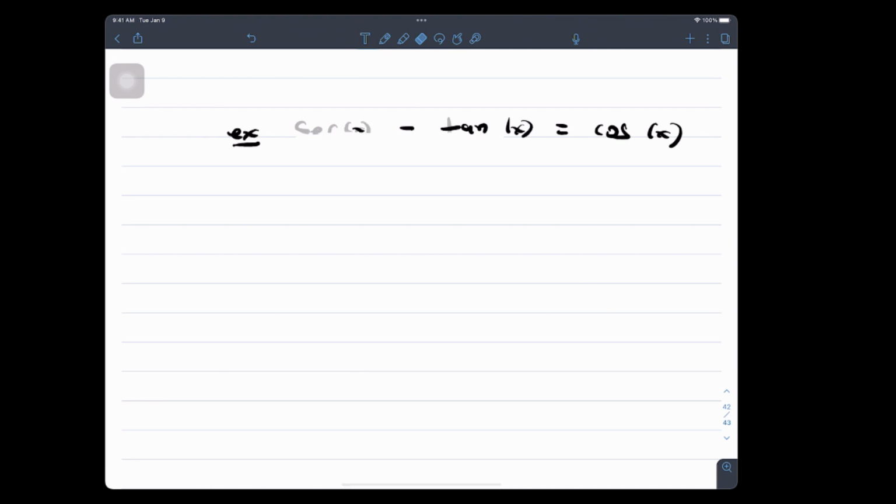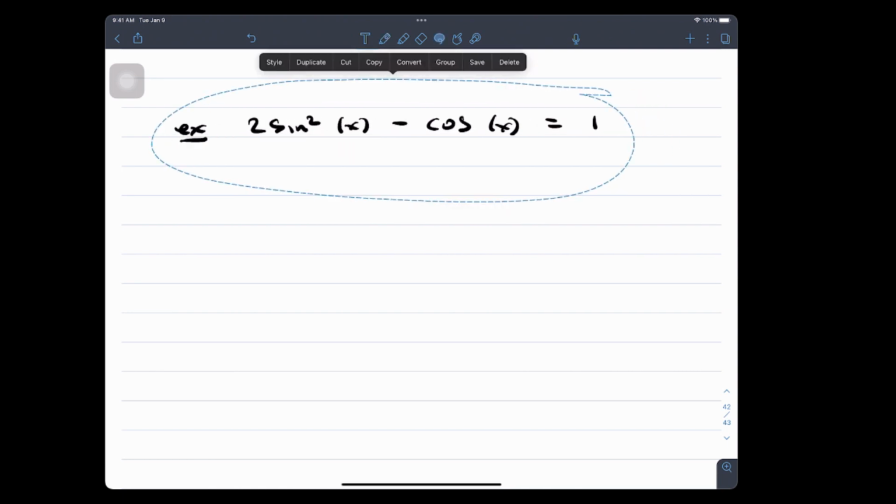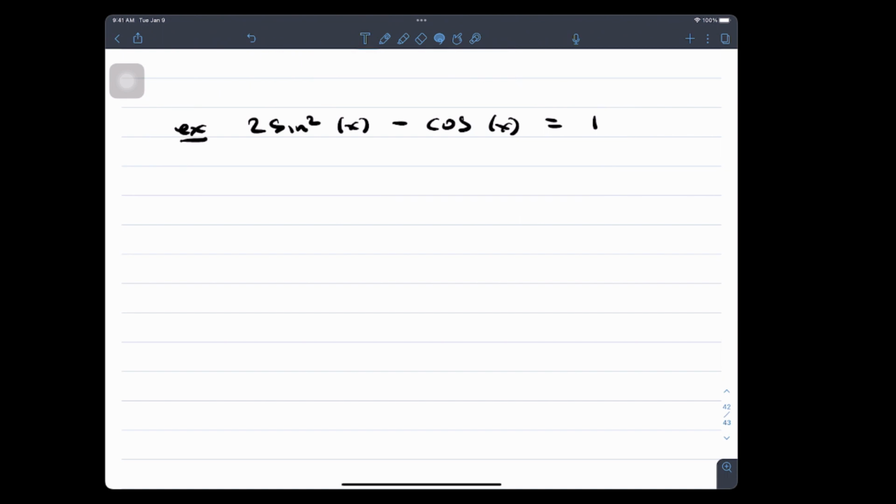How about, let me do this here. Sorry, let's change it on you guys. How about the following? 2 sine squared minus cosine equals 1. Okay, and we're supposed to use some identities on this, right?